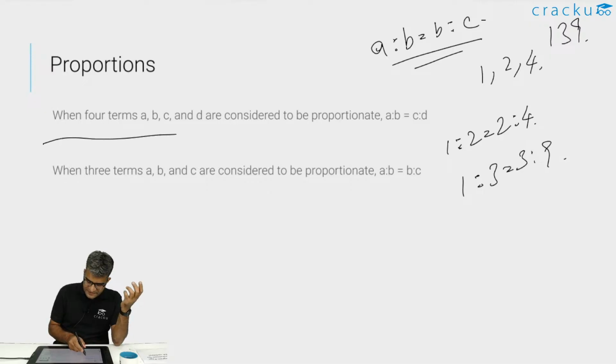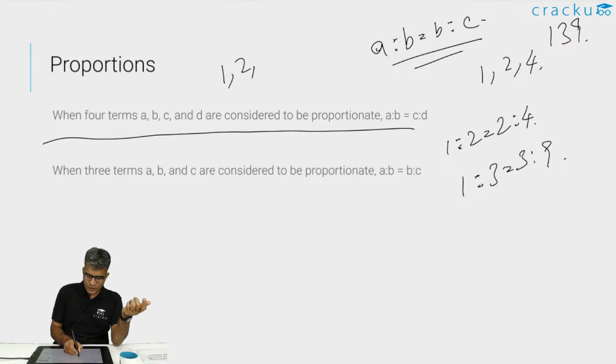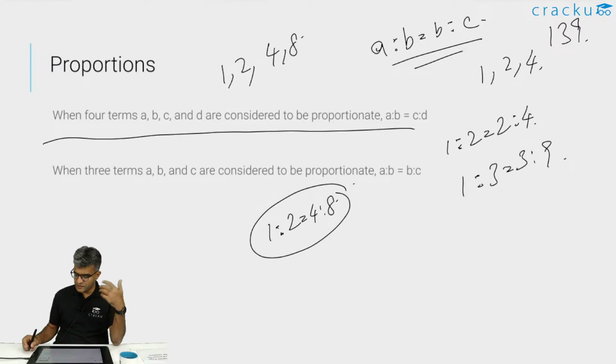Now 4 terms A, B, C, D are considered to be proportionate if A is to B is equal to C is to D. And there are multiple examples of that. We have just discussed it multiple times. For example, 1, 2, 4, 8. Why is this the case? Because 1:2 is equal to 4:8 and so on. Let us look at the next one.